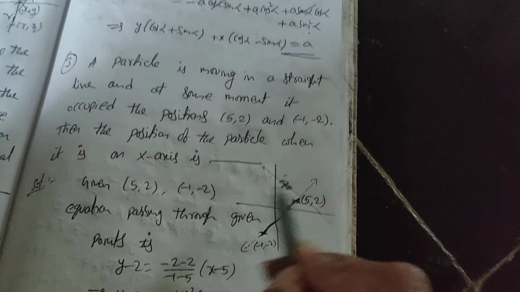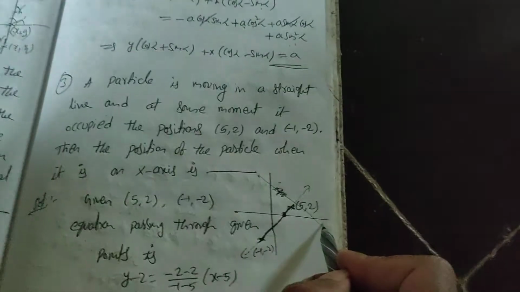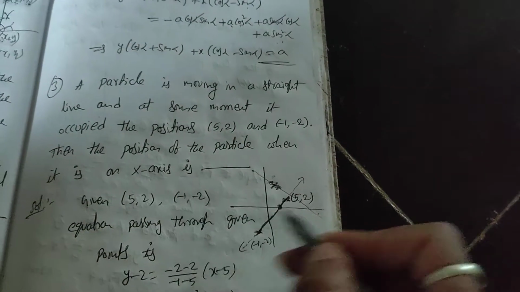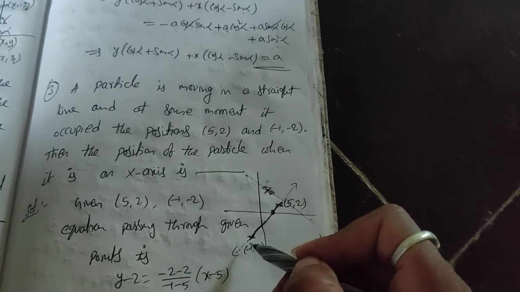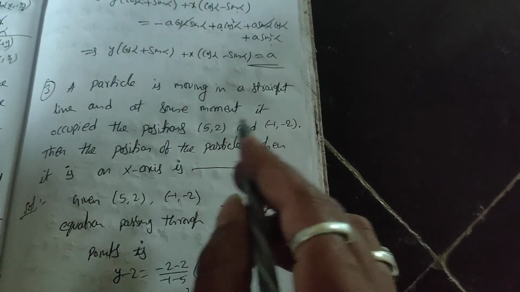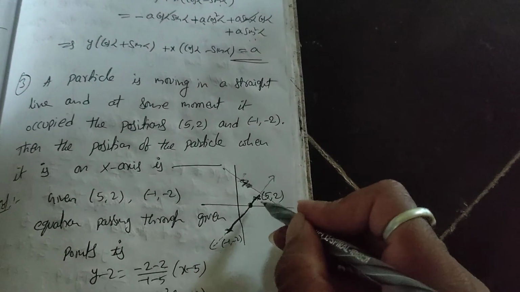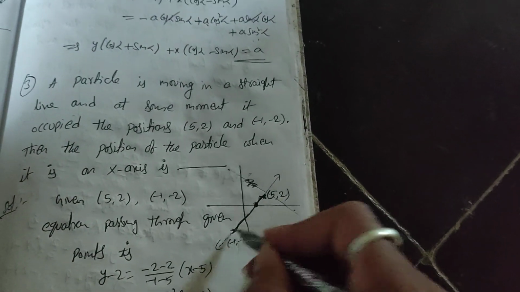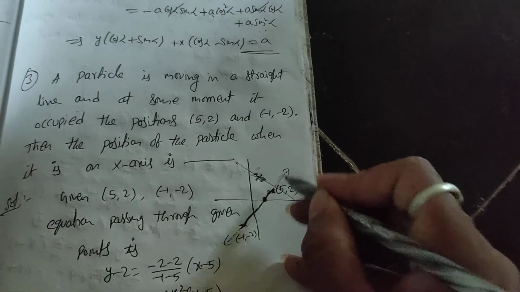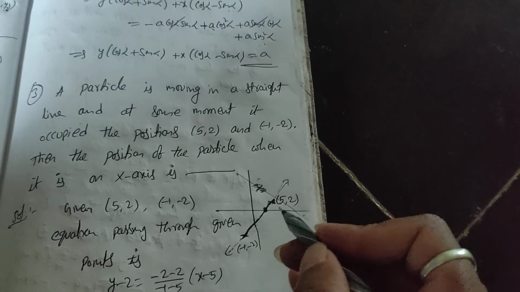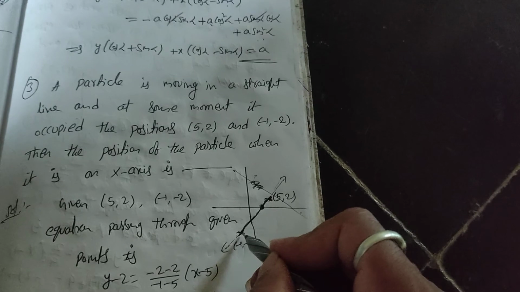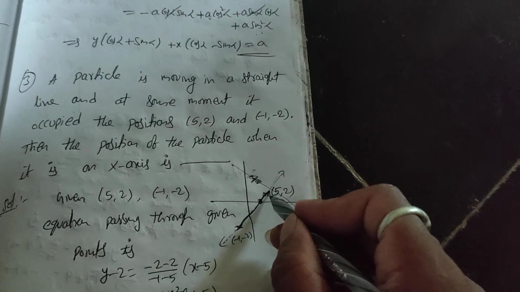For suppose, actually this is the wrong direction, this line equation. So this is the coordinate axis you take. A particle moving in a straight line. This is the straight line. Some moment it occupied the positions 5 comma 2 and minus 1 comma minus 2. That means a straight line which is passing through 5 comma 2 and minus 1 comma minus 2, that is required. So 5 comma 2 is here, minus 1 comma minus 2 is here. So this is the straight line. On this straight line one particle is moving.